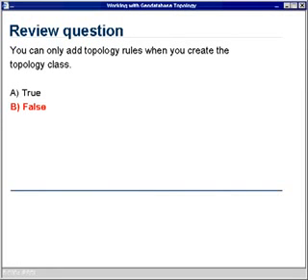So let's get back to that review question. You can only add topology rules when you create the topology class, and the answer is false. You can actually add rules after the fact, so you can add them as properties, and you can also add or change the cluster tolerance, or add feature classes, or take away feature classes, or change the ranks, all after the fact through the properties dialog.